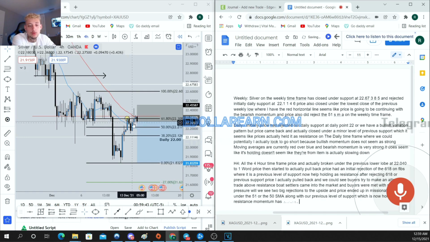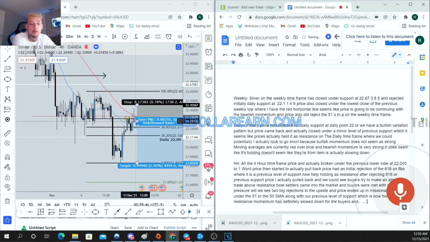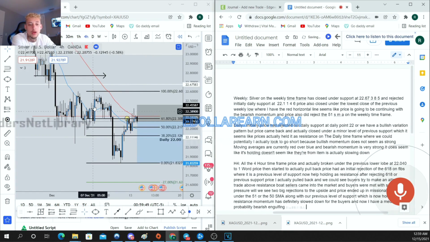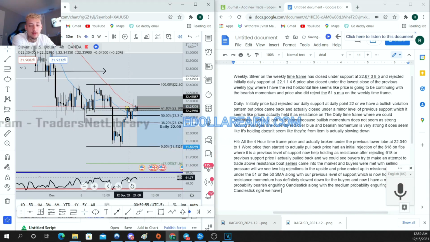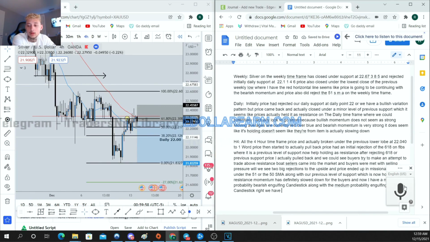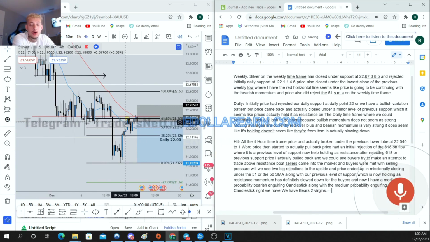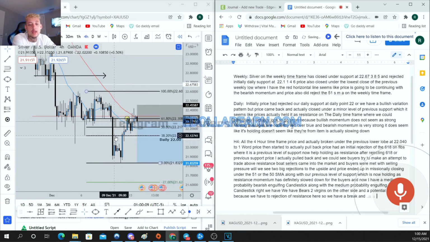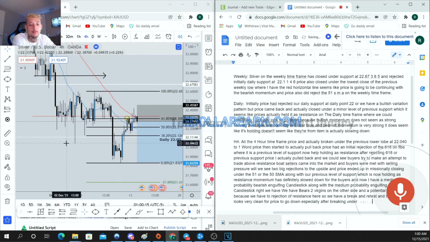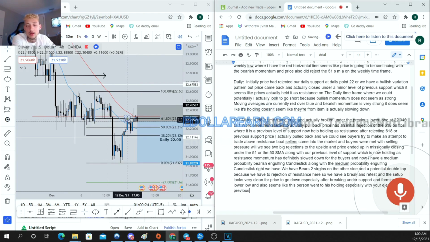Momentum has definitely slowed down for the buyers, and now we have a medium probability bearish engulfing candlestick. Along with the medium probability engulfing candlestick, right, we have, let's actually check, we have bearish divergence on the RSI and a potential double top because we have two rejections of resistance here. So we have a break and retest, and the setup looks very clean for price to go down, especially after breaking under support and forming that lower low. It also seems like this bearish momentum is holding, especially with the rejection of previous support now holding as resistance.